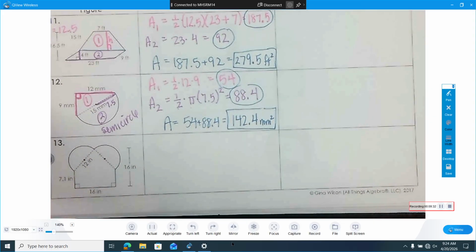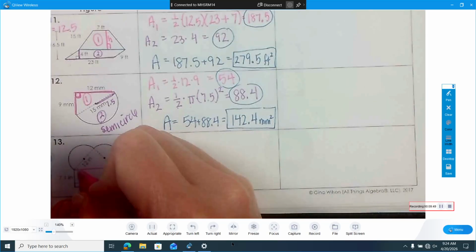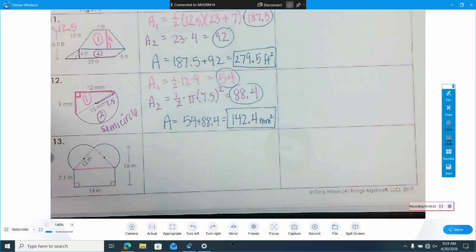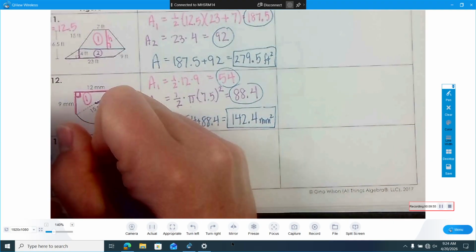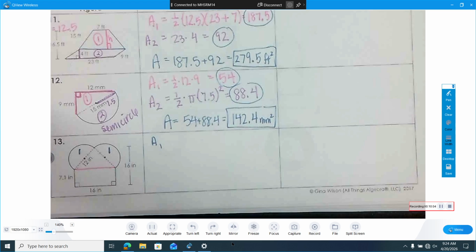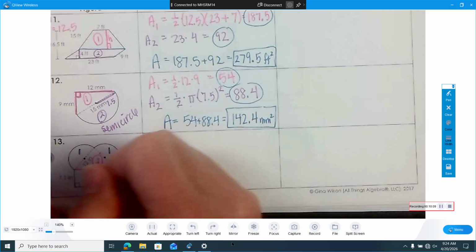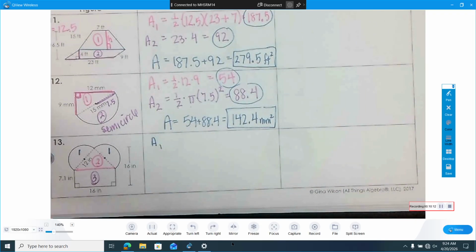Number 13. And then we did the easy part. The easy part is the perimeter. So area, what shapes do you see in this figure? Two semicircles, a triangle, and a rectangle. Okay. So let's see. If I have two semicircles, if I have two half circles, what is that really? Just one whole circle. So I'm going to call that area 1 is just a whole circle. And then area 2 is going to be our triangle, and area 3 is going to be our rectangle.